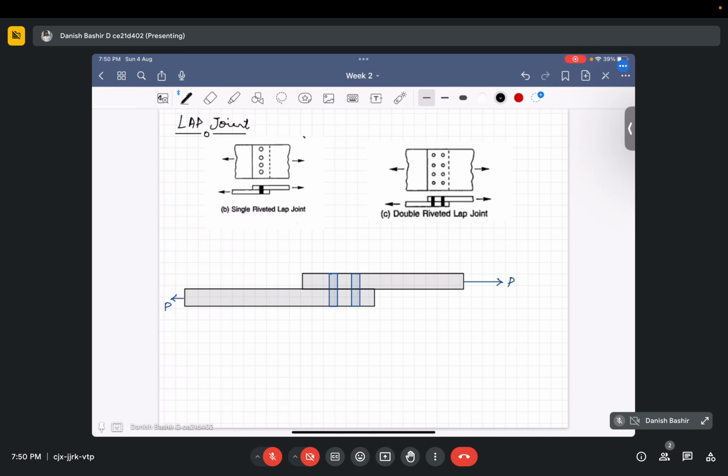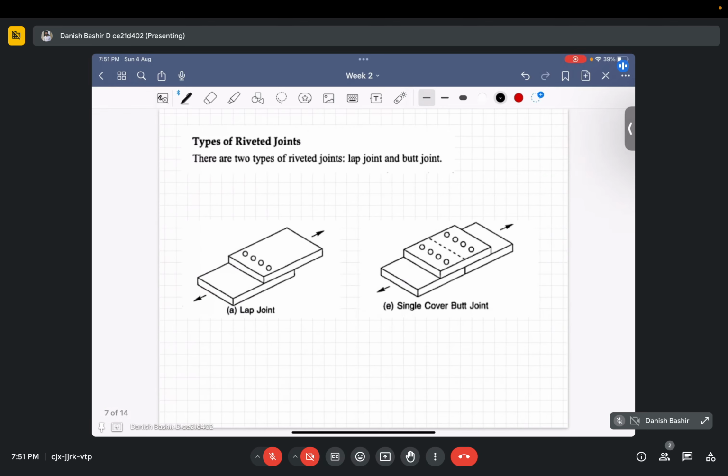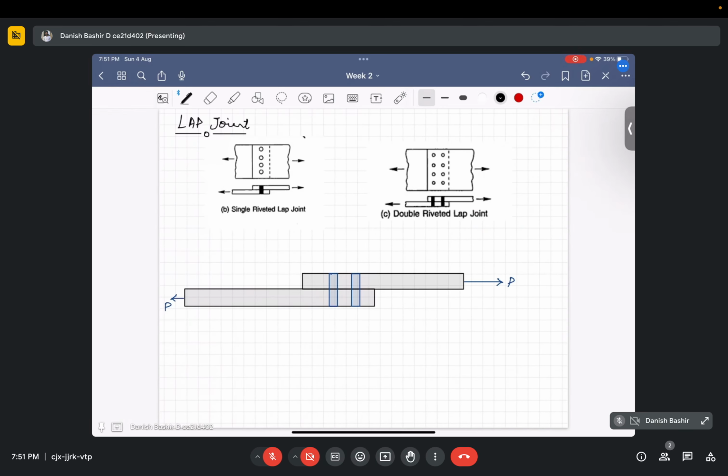What happens in a lap joint is that the two members to be connected are overlapped and connected together. Here you can see member one and member two are overlapped and connected together by rivets like this and rivets like this. This type of joint is called a lap joint.